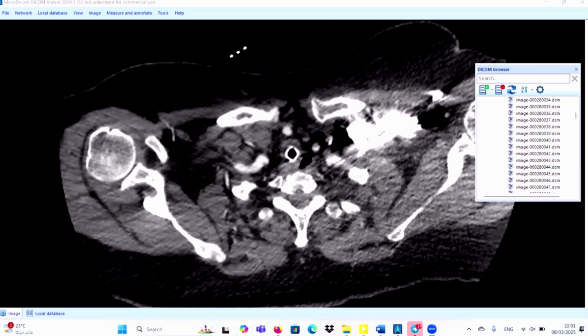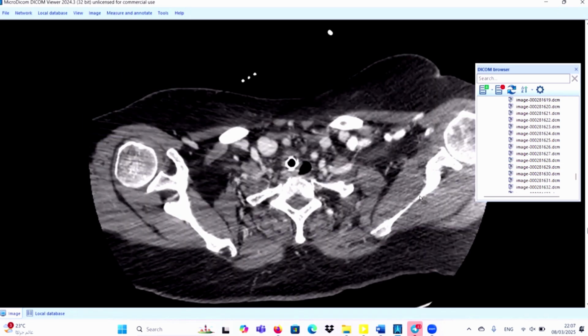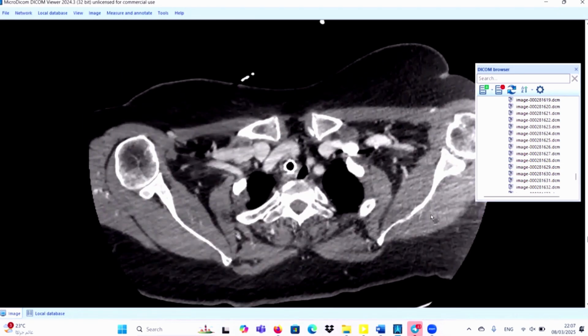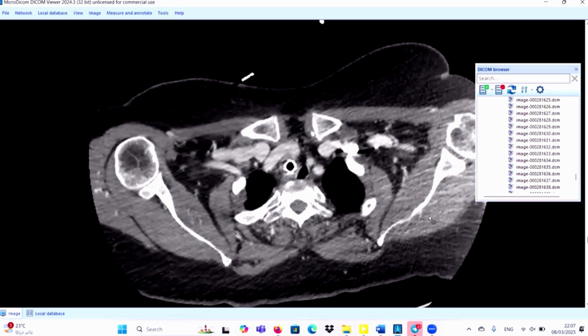I think the most important part to solve this challenge is to see the second phase. As we discussed before, in my routine practice, I take 2 phases, from down to up and from up to down. Let us see the second phase of contrast injection. Let's check our second phase. Let's focus on the left common carotid artery, this artery.